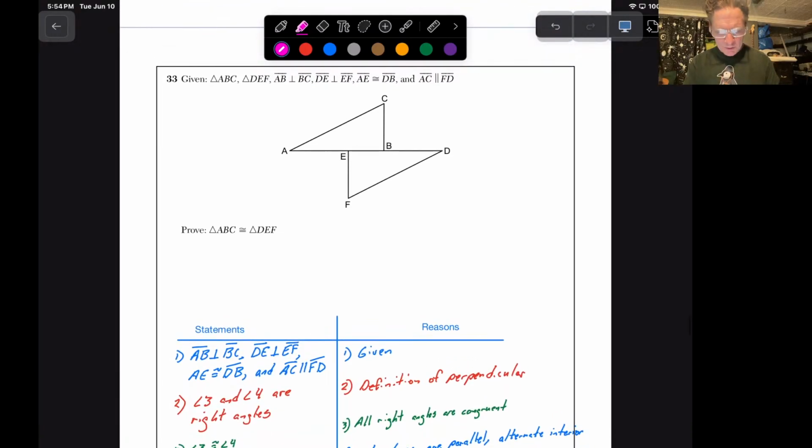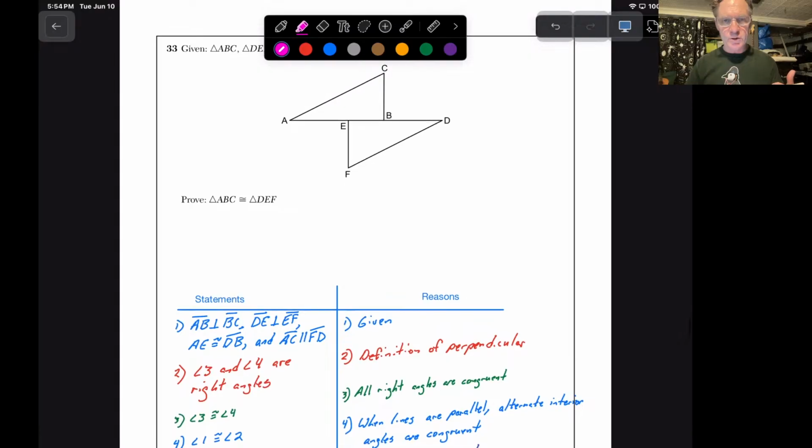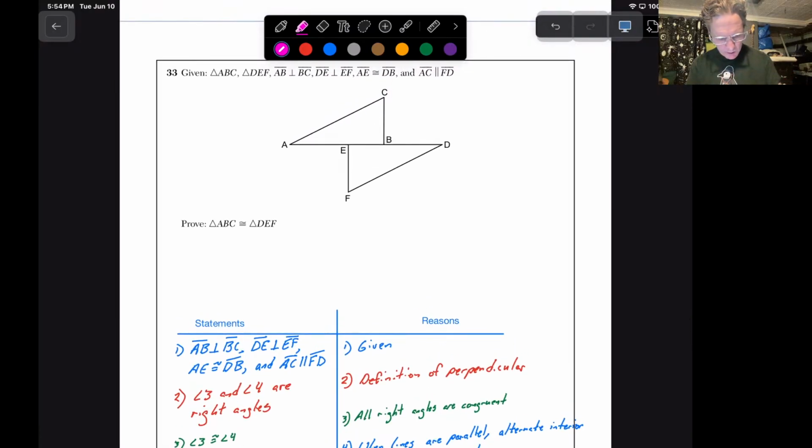So always start with the given information. So I'm going to do a 2-column proof, right? Statements and reasons. Make sure you number everything. And I like to number my angles too. So I'm going to show you what I mean. So AB is perpendicular to BC. So I'm going to call this angle 3, and you're going to see why, because it's what I had in my proof. And I'm going to call this angle 4. And they're perpendicular. And then I'm going to call this angle 1 and 2 here.